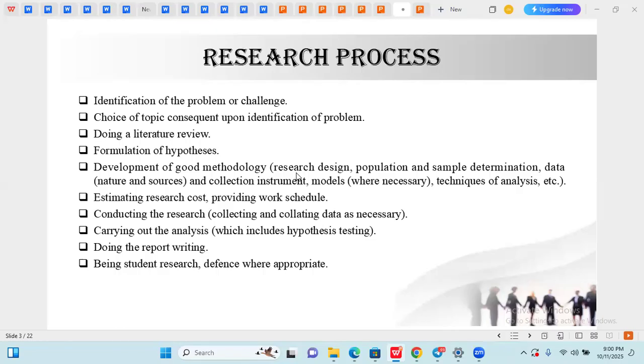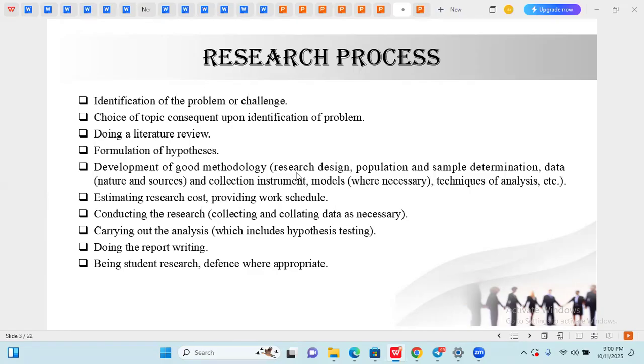The funny thing is that you are the one that will defend this thing. The knowledge matters a lot. You can't be a researcher, a master's student or a PhD student and not understand the analysis. It should not be so. All right. So carrying out the analysis includes hypothesis testing.